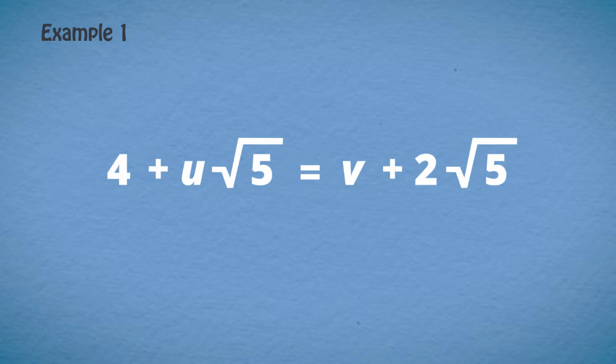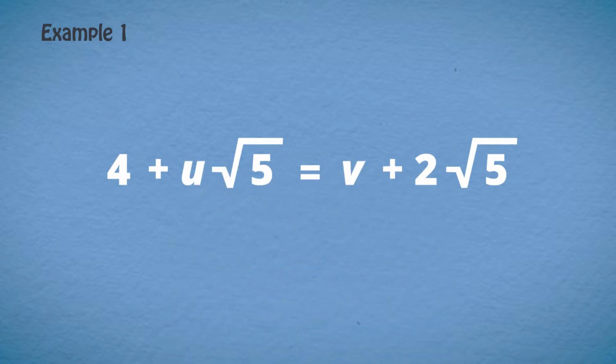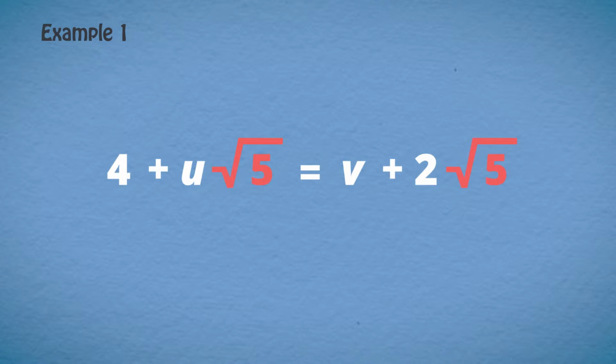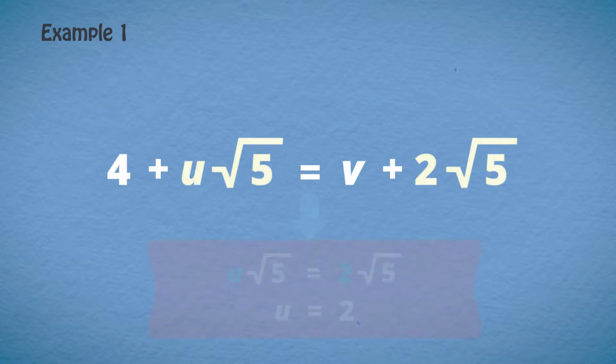At this point, it is important to note that the unknowns in this equation and subsequent ones are rational numbers. Now, what can you observe about the surds in this equation? Yes, these two have the same surd. This means that these must be equal to each other because they are the only terms with the surd square root of 5. Thus, by comparing their coefficients, we know the value of u. Now, how about these two? Well, they must be equal as well, because these are the only terms that are rational.